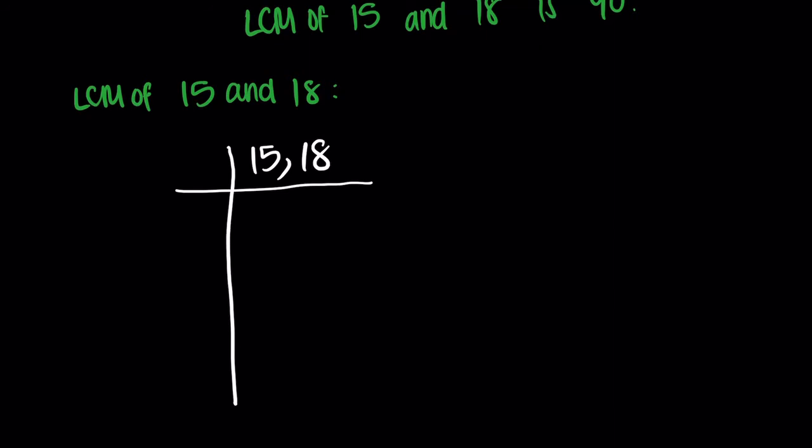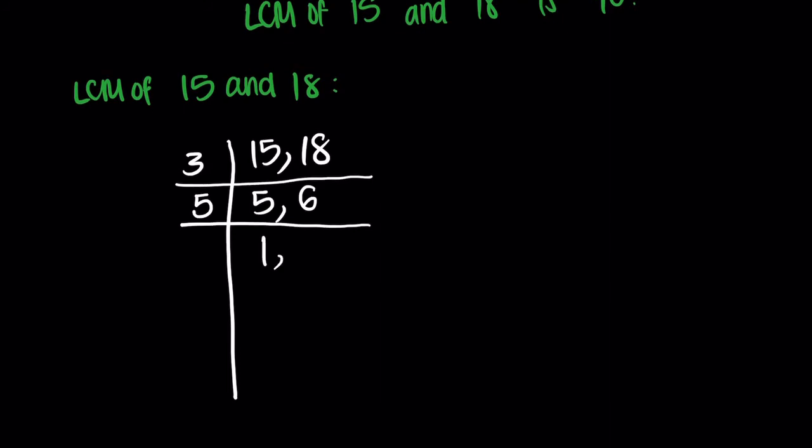The prime factor that we'll use for 15 is 3, right? That seems pretty simple. And 3 goes into 15 5 times. But we also have to keep in mind that 3 is also a factor of 18, and 18 divided by 3 is 6. So now we're left with 5 and 6. Okay, so let's focus on 5. The prime factor that divides into 5 is 5. And 5 doesn't go into 6. So we just ignore it and bring back the 6.